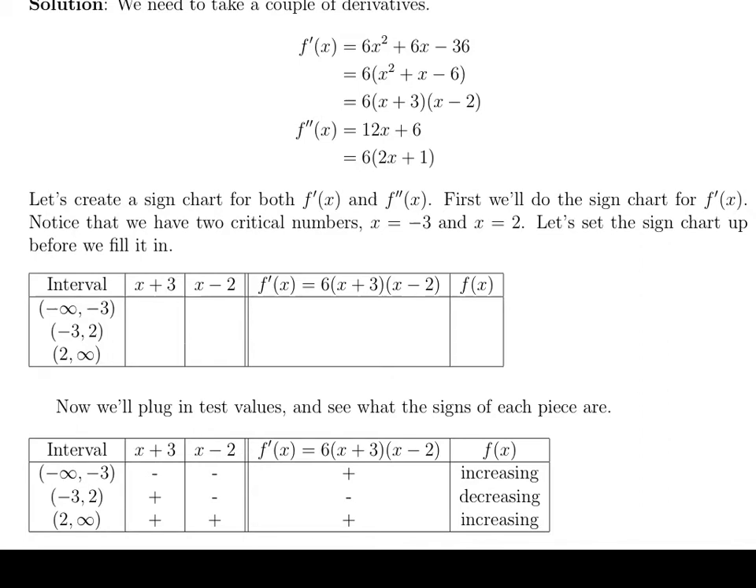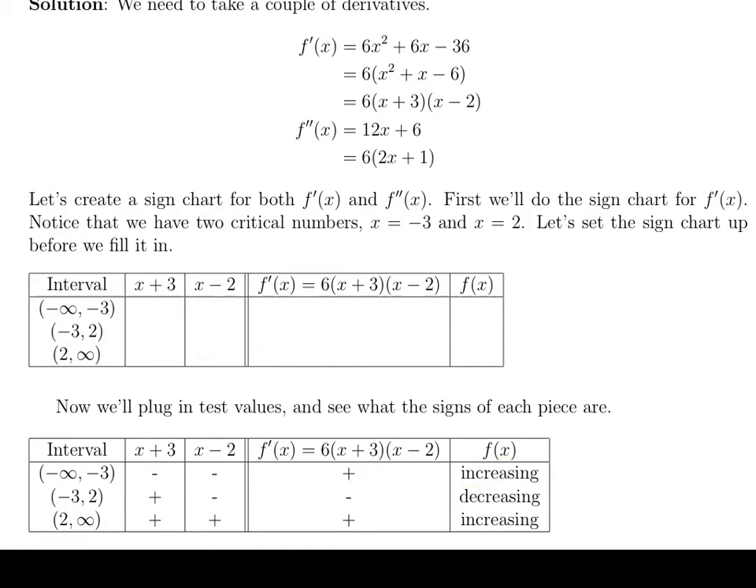Okay, so here I'm showing the sign chart that's filled in. You should pick some test values, like for the first interval you might pick negative 4, and then you should be able to see that both of these are going to be negative. That means the end result is going to be positive over here. So we should be able to see that the positive that we get here means that the function is increasing. So double check the values in the table, make sure they agree with what you have.